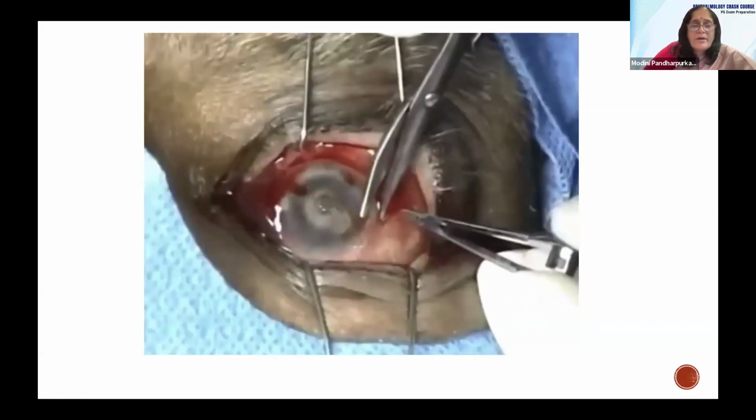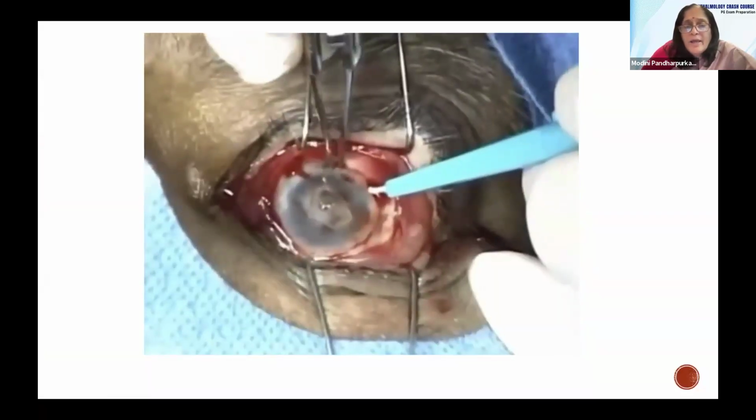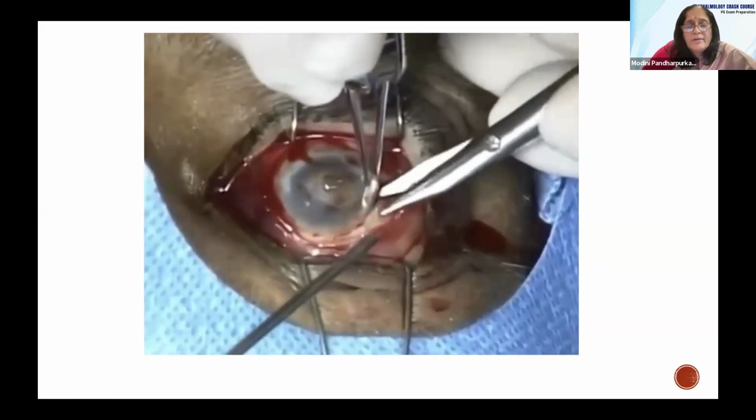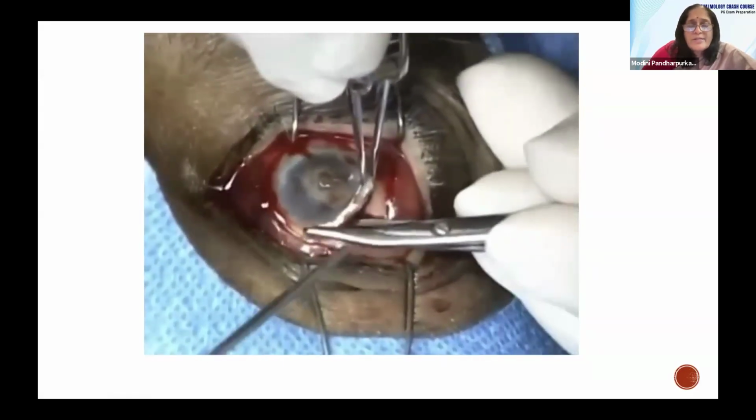You've raised the conjunctiva. Please tell me the time, okay, Sumit, and then I will talk about enucleation and exenteration.